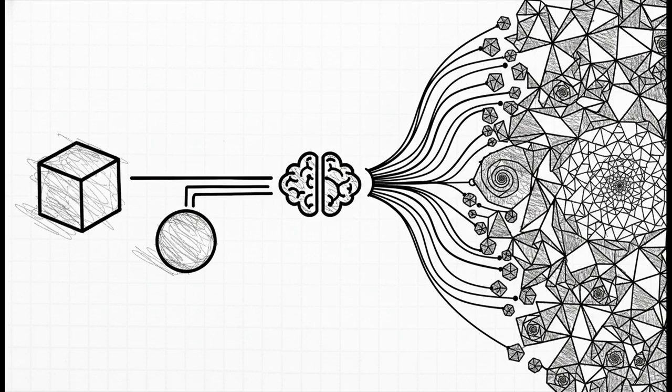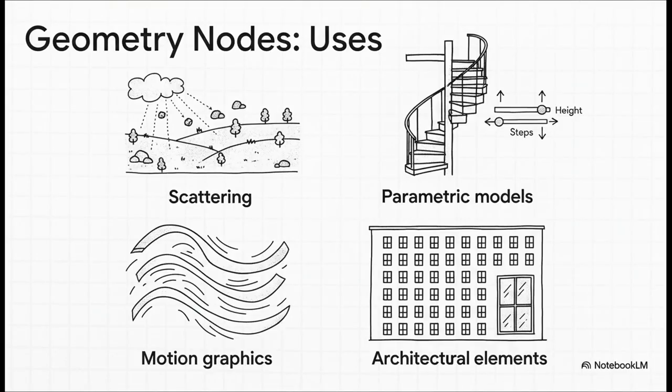It brought the kind of procedural power that used to be reserved for super expensive software like Houdini to literally everyone. It's a visual, node-based system, which means you can build incredibly complex logic without writing a single line of code. It's amazing. So what can you actually build with this thing? Well, the most obvious use is scattering, instantly covering a landscape with rocks, trees, and grass. But it goes so much deeper than that.